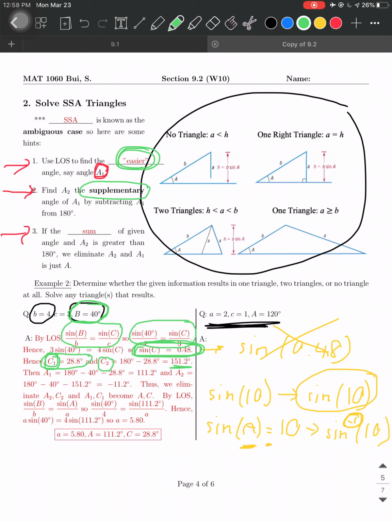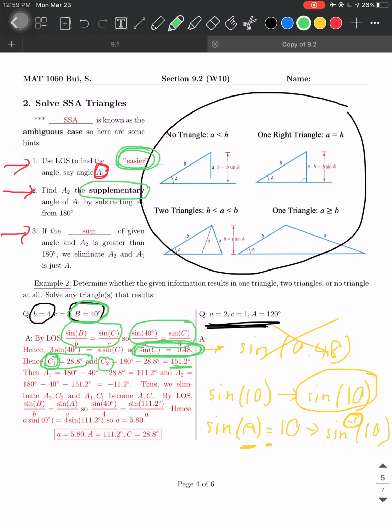But for C1 and C2, because they look completely different, right? C1 is like 28 point something. C2 is like 151 point something. They are different, right? So that's why we have to have different notation for it. We cannot just call it C and C. That would be more confusing, okay?